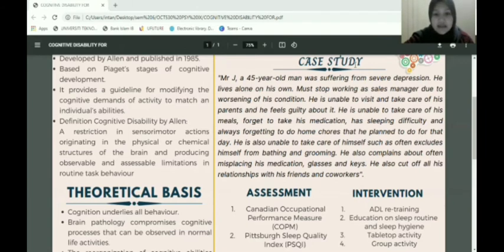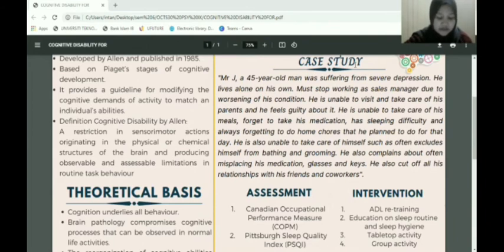And next, an assessment that we can use is the Canadian Occupational Performance Measure, also known as COPM. This assessment can be used to detect self-perceived change in occupational performance problems over time in terms of self-care, productivity, and leisure, which is suitable for Mr. J as he has problems in these three domains.